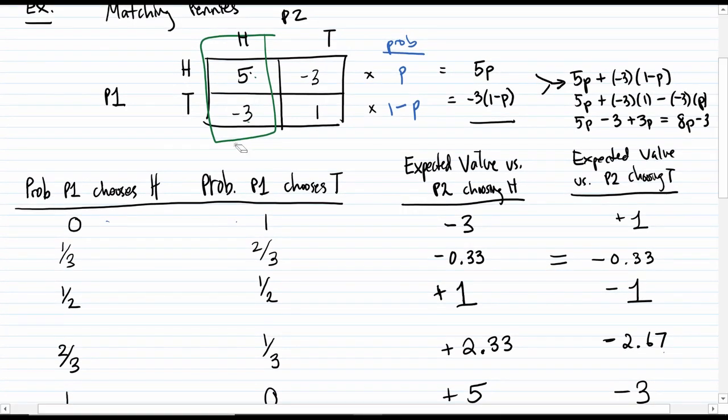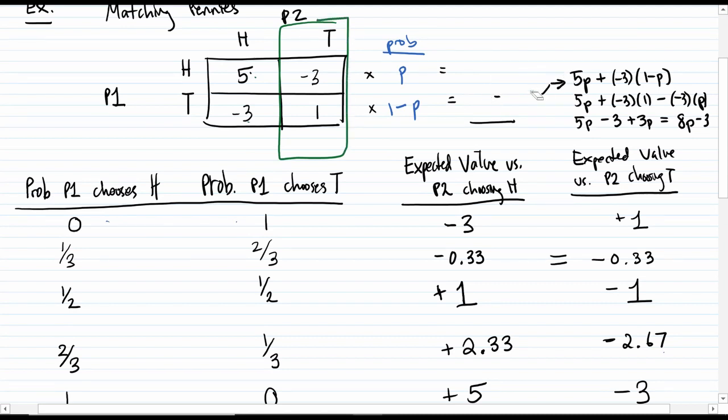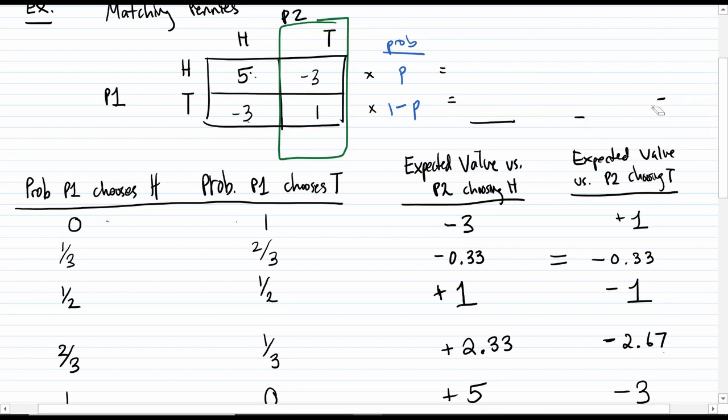Well, let's do the same thing against tails. My probabilities stay the same. There's still these variables, p and 1 minus p. But now, in the first one, I have negative 3 times p. The second one, I have 1 times 1 minus p. And so let's combine those by adding them together. Negative 3p plus 1 times 1 minus p. And I'll distribute. Luckily, 1 is pretty easy to distribute. It looks like I'm going to get negative 4p plus 1 by combining all my p's together.